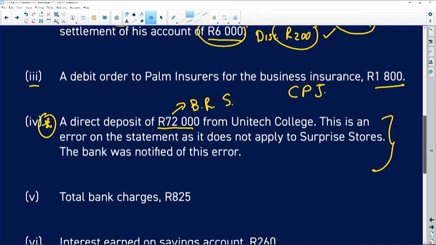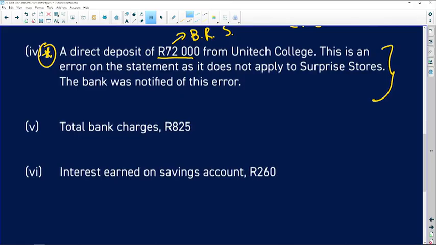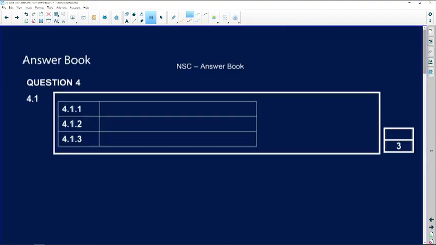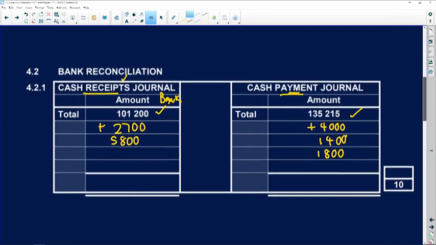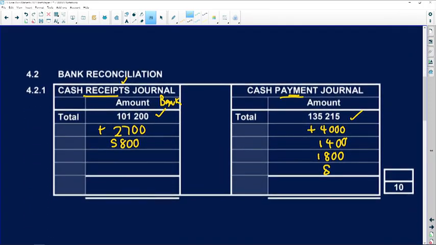Right, moving on. The total bank charges for the month, 825 Rand. So this is an additional CPJ entry. So let's go and put that in. 825 in our CPJ. Right, 825. So obviously it's a payment, so it needs to be recorded in the CPJ.